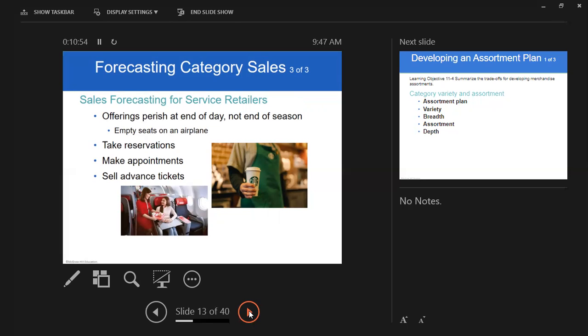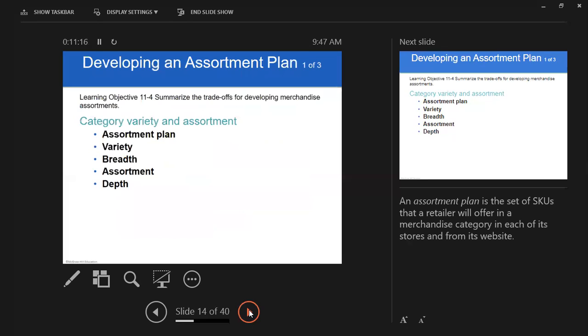And maybe you can also sell advance tickets. If let's say you want to travel next year in July, you have discounted or promotion tickets at a lower price, so you can close some of the dealings with the customer. Okay, so this is in terms of the service retailers.